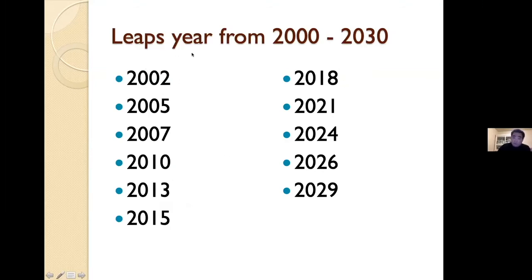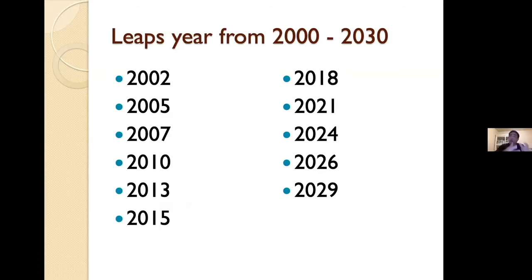2002 they had a leap. 2005 is 3 years. From 2005 to 2007 only 2 years. 2007 to 2010 is 3 years. 2010 to 2013 is 3 years, but 2013 to 2015 is only 2 years. 2015 to 2018 is 3 years. 2018 to 2021 is 3 years. 2021 to 2024 is 3 years, and then from 2024 is 2 years. They go back to 3 years. So I'm calculating.